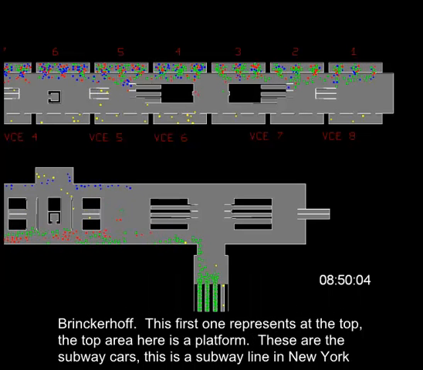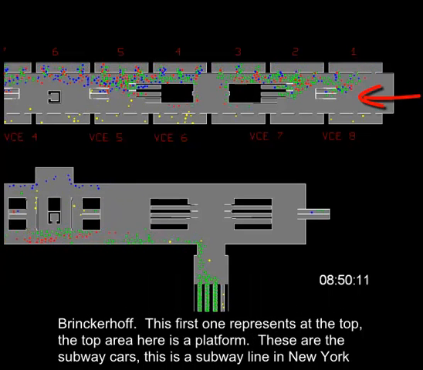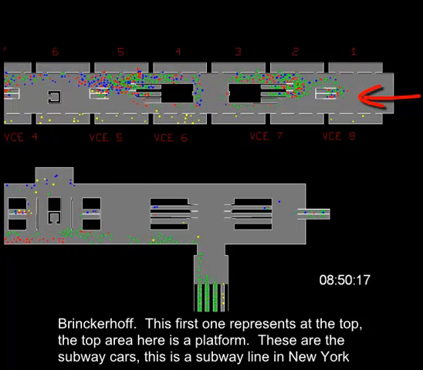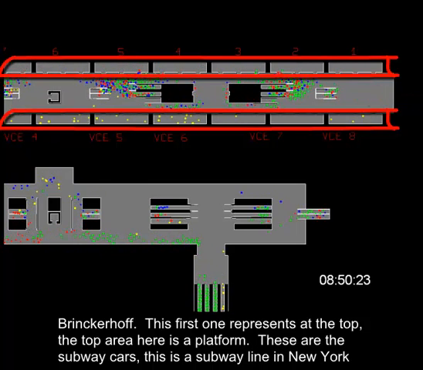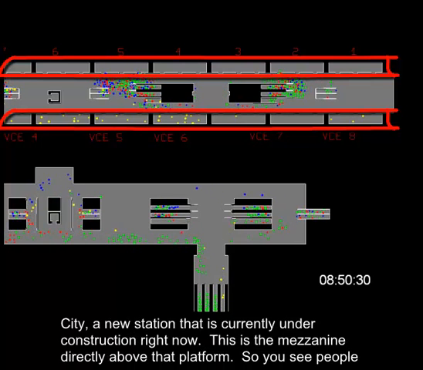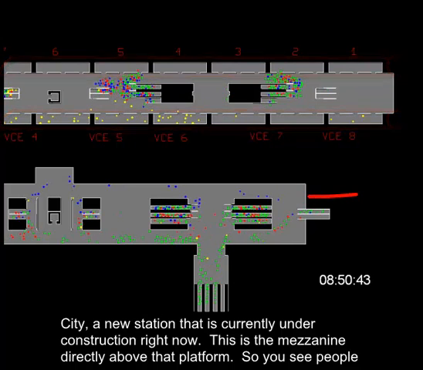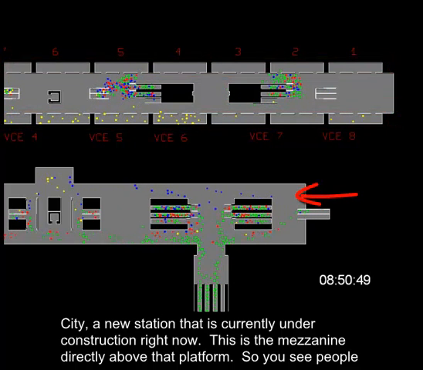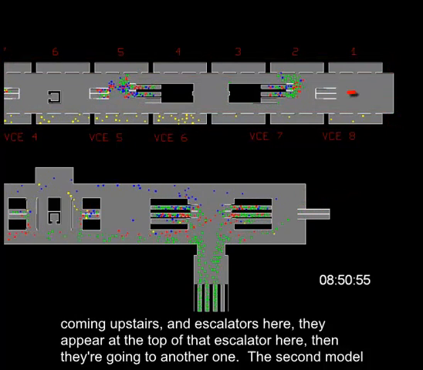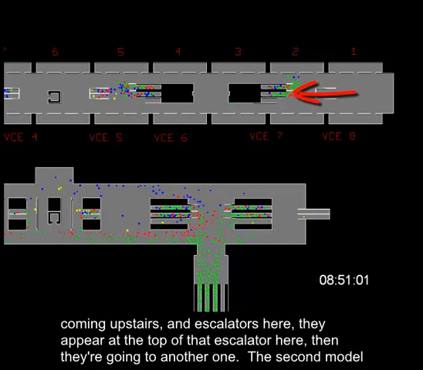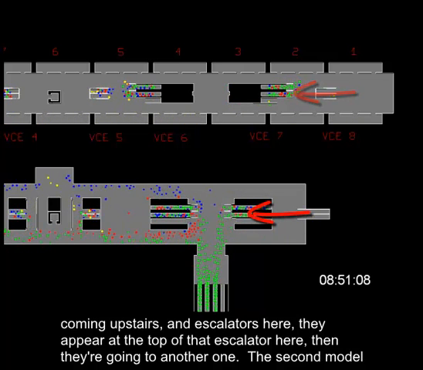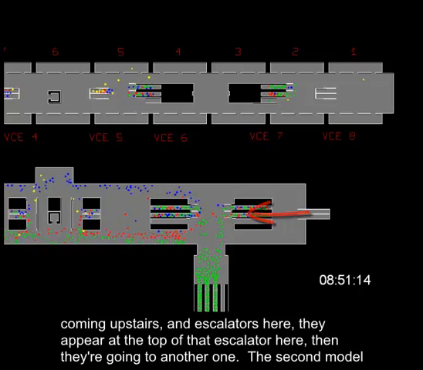This first one represents, at the top, the top area here is a platform. These are the subway cars. This is a subway line in New York City, a new station that is currently under construction right now. This is the mezzanine directly above that platform. So you see people coming upstairs on escalators here. They appear at the top of that escalator, then they're going to another one.